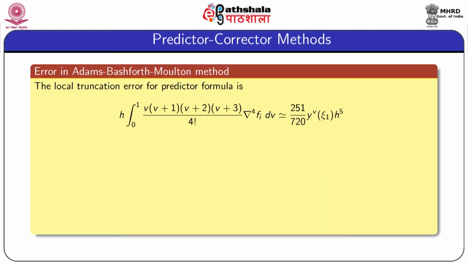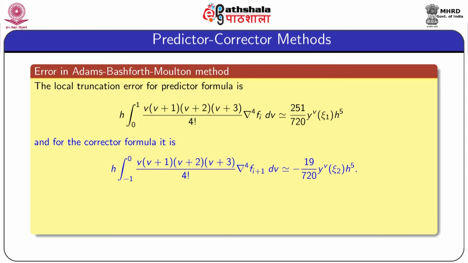The local truncation error for the predictor formula, that means the Adams-Bashforth-Moulton method, is this one. The integration h into integration 0 to 1 v into v plus 1 into v plus 2 into v plus 3 by factorial 4 into fourth backward difference at xi yi, and after integration and replacing the fourth difference, we get the value of this expression, and it is approximately equal to 251 by 720 into the fifth derivative of y at xi 1 into h to the power 5.